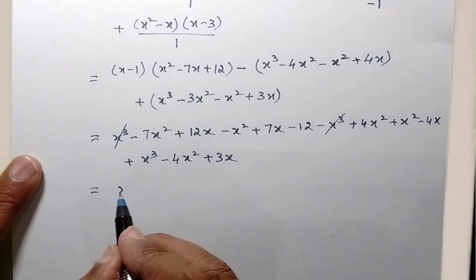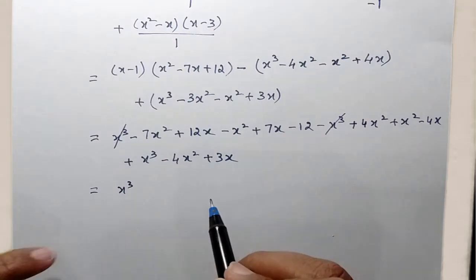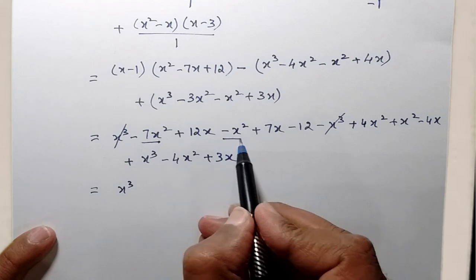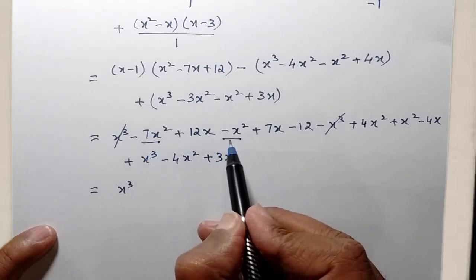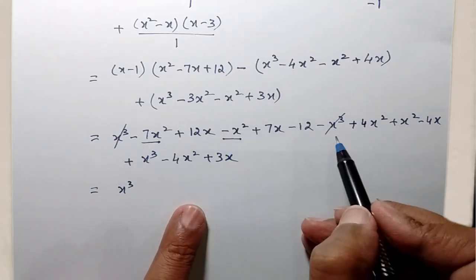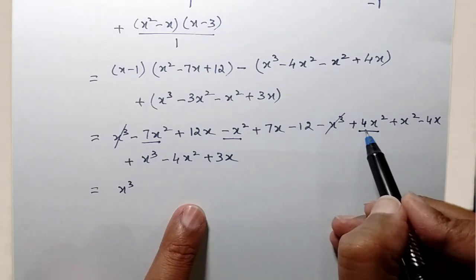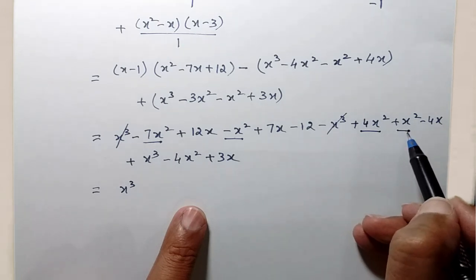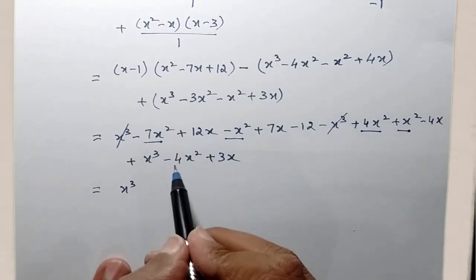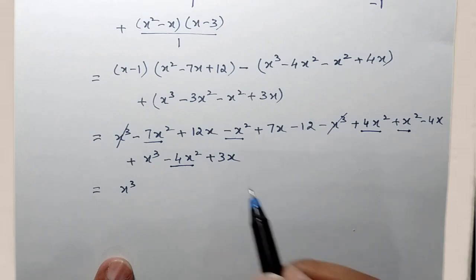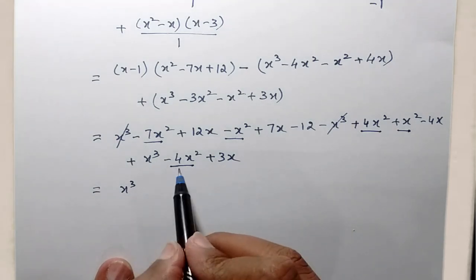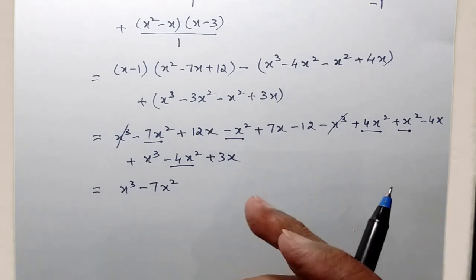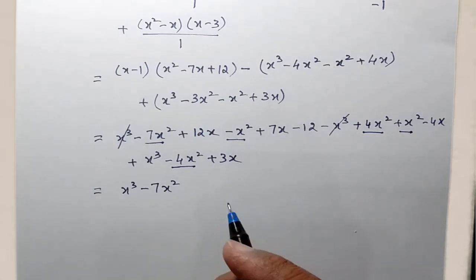We are left with 1 x cube. Now let us go for the x square term here: minus 7x square, minus of 1. So minus 7 minus 1 will be minus 8. Minus 8 plus 4 will be minus 4. Minus 4 plus 1 will be minus 3. Minus 3 minus 4 will be minus 7. So minus 7 x square. So those are the x square terms.